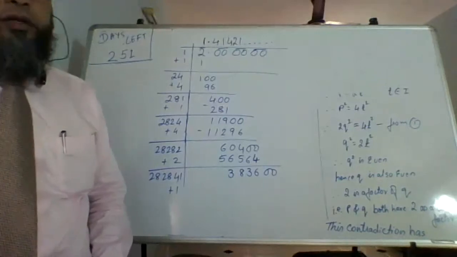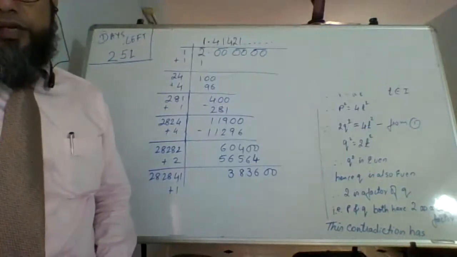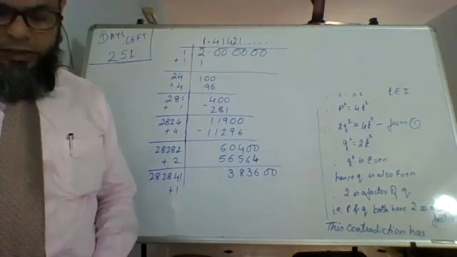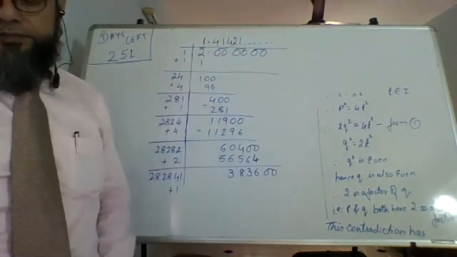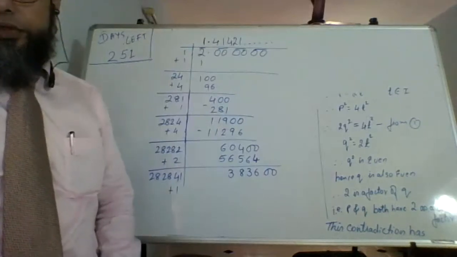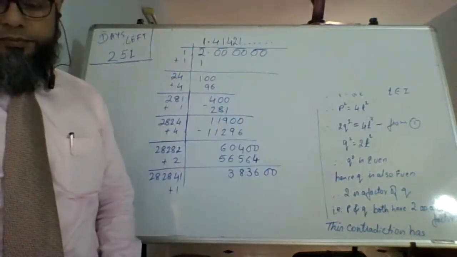Same thing will happen for root 3. So like that you can check root 5, root 7. You can find out their square roots.